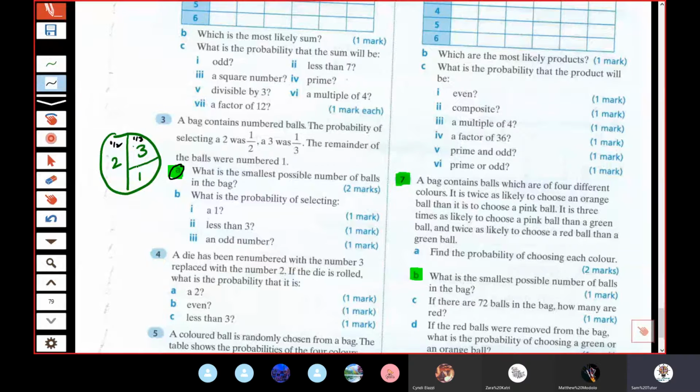The remainder. How would I work out the remainder? If that's a half and that's a third, how would I work out this remainder as a fraction? What would you guys do?